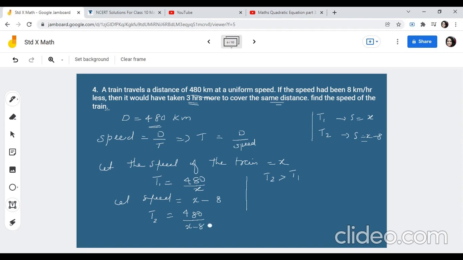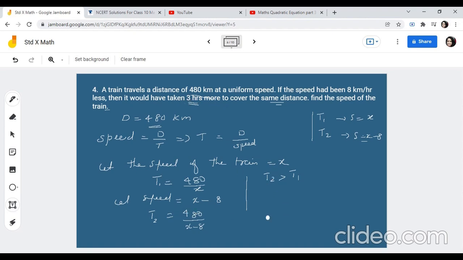Clear? This is very, very important. Here the speed is lesser, so the time taken will be more. Here the speed is much greater, so the time taken will be less. So obviously T2 is greater than T1. Now come back to the question. What is the difference in time? It would have taken 3 hours more to cover the same distance. So the difference in time is equal to 3.